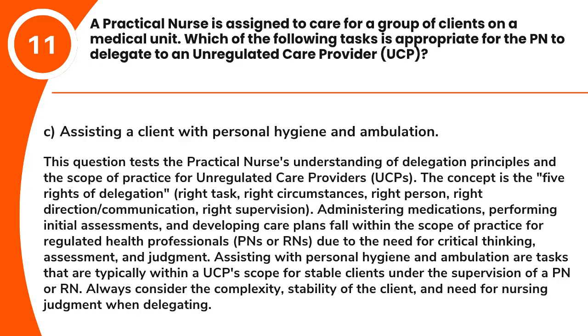Administering medications, performing initial assessments, and developing care plans fall within the scope of practice for regulated health professionals, PNs or RNs, due to the need for critical thinking, assessment, and judgment. Assisting with personal hygiene and ambulation are tasks that are typically within a UCP's scope for stable clients under the supervision of a PN or RN. Always consider the complexity, stability of the client, and need for nursing judgment when delegating.